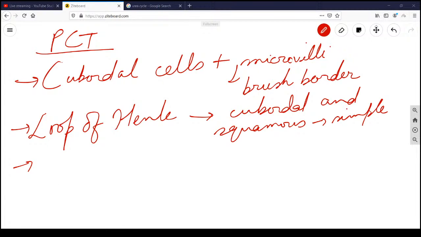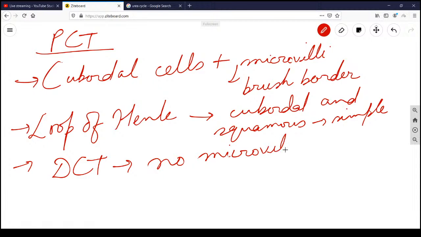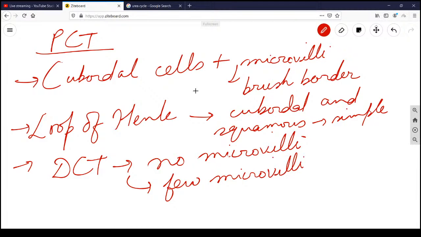Then if you talk about the distal convoluted tubule, it may have some microvilli, but in a NEET question you will take PCT, because distal may have some, that is in research, but if present, it is with very few microvilli. DCT mostly has no microvilli as per the NEET syllabus. But current research does show that they can have a few microvilli in some cases. So for this question we'll take PCT only.